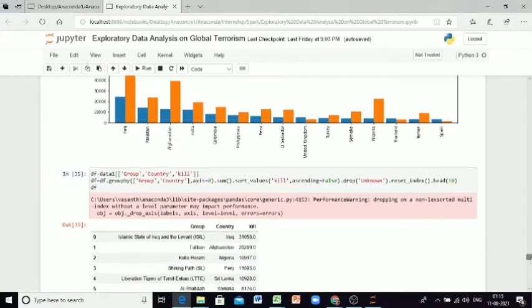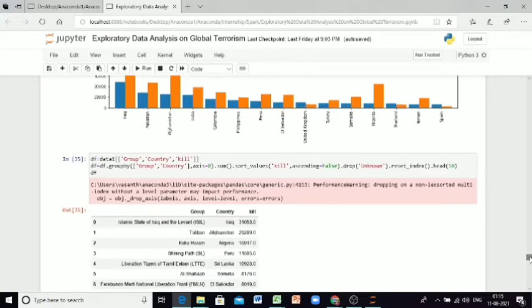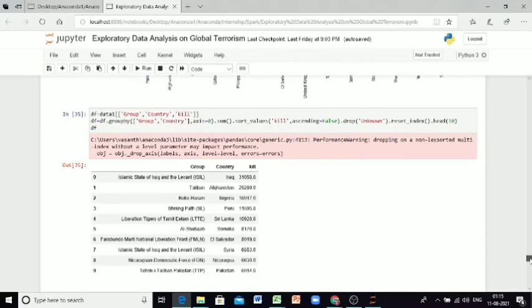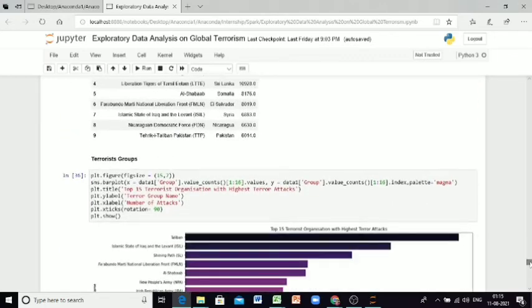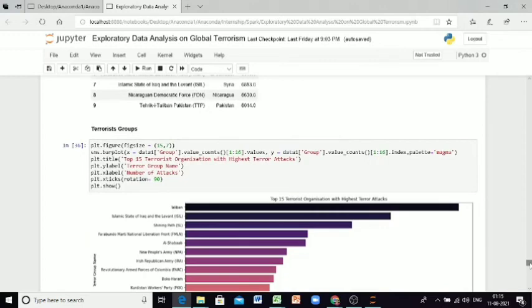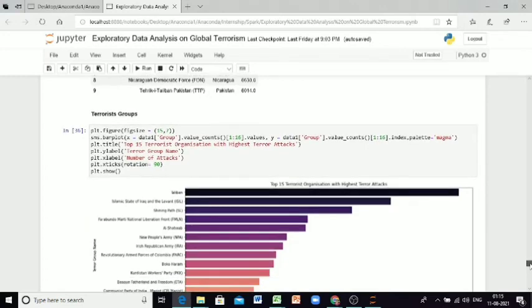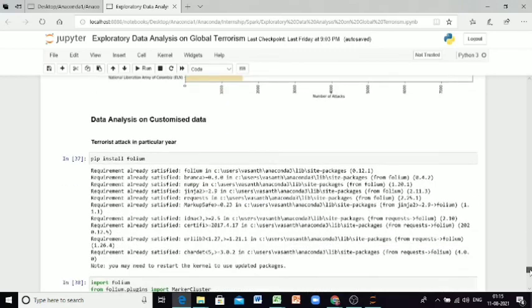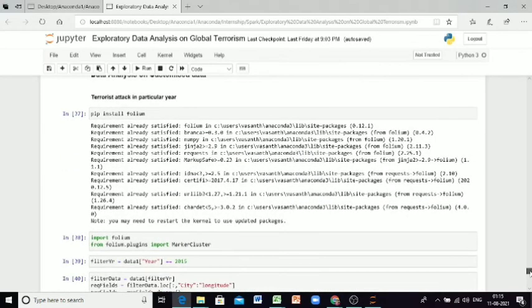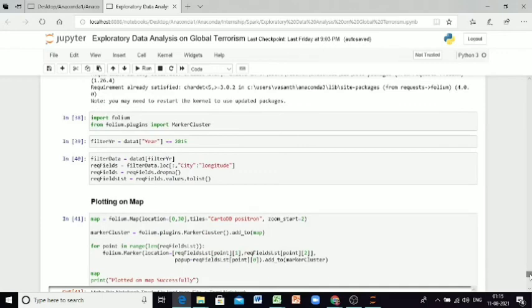Here we are checking for the group which was involved in the most number of terrorist activities. After analysis, we find that the Taliban group has been involved in the most terrorist attacks. And here we are plotting those attacks on a map. For that we are using folium.